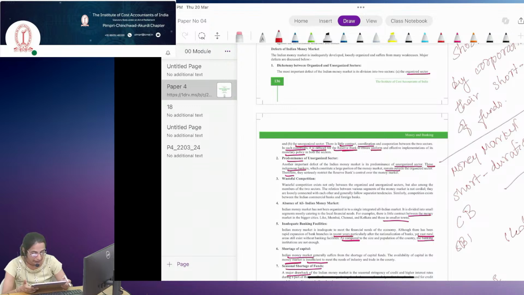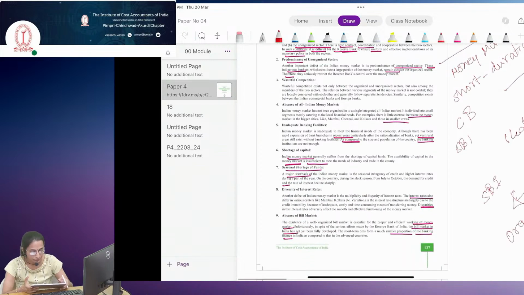Indian money market has not been organized into a single integrated all India market. It is divided into small segments, mostly catering to local financial needs. Like Mumbai money market will be different, Pune money market will be different. So only that much local area, that money market will operate. It will not be one single market for India. For example, there is little contact between the money market in bigger cities like Mumbai, Chennai, Kolkata, and in smaller towns.